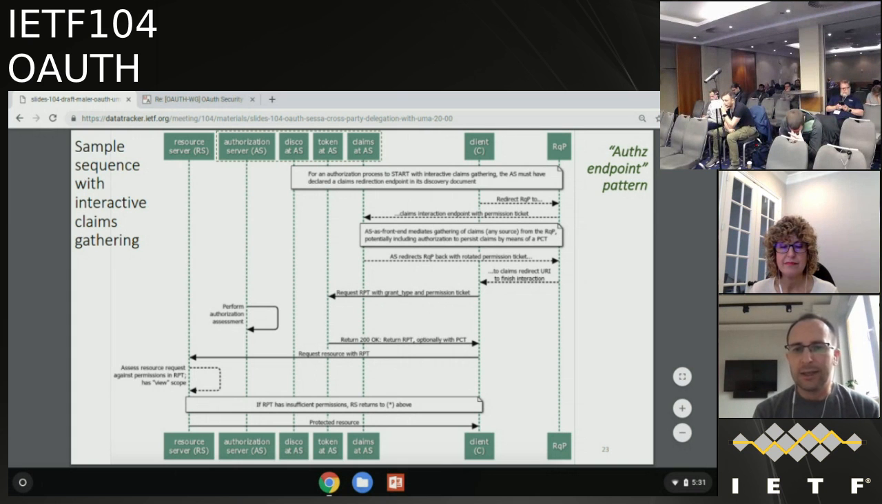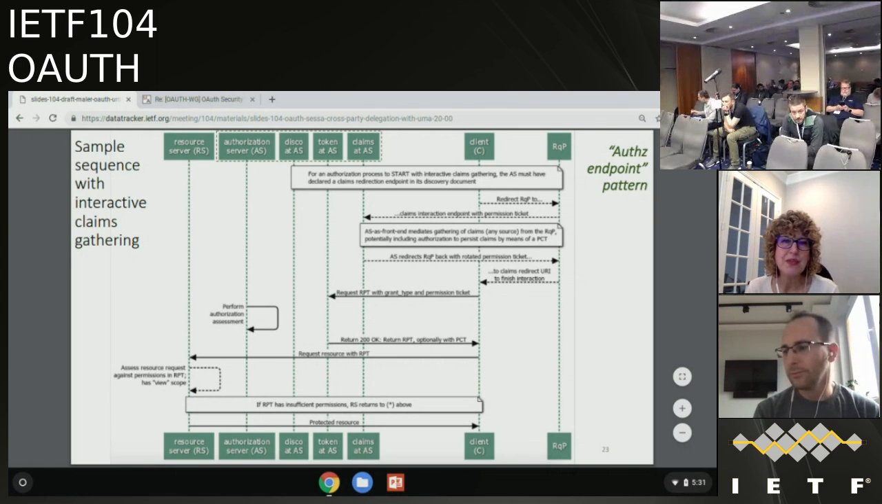Once the client has the new permission ticket, it can again request the requesting party token. So it does that through the token endpoint at the AS. Again, once the RPT is issued to the client, the client can then start interacting with the resource server by using the newly issued RPT. Okay, next slide, please.